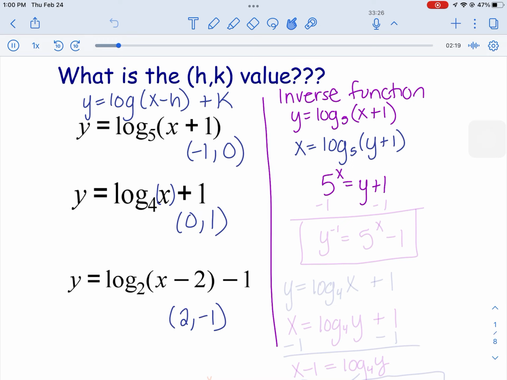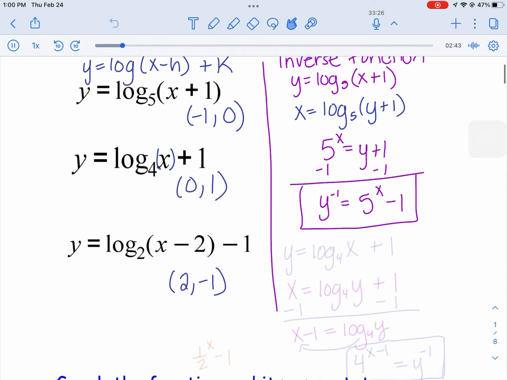Then you would finish solving for y by subtracting 1 on both sides. And we would get y, the inverse, equals 5 to the x minus 1. 5 to the x and minus 1, 5 and 1 there are not like terms, so I can't combine those. It doesn't become 4 to the x. It just stays like that.